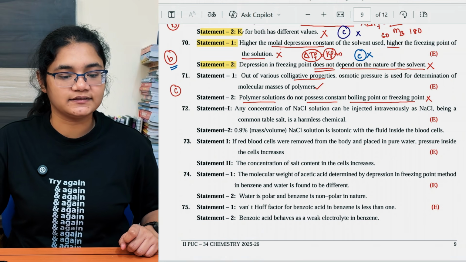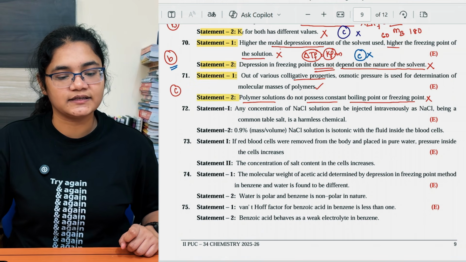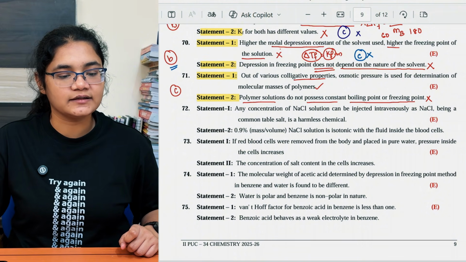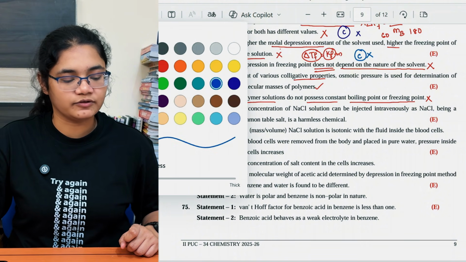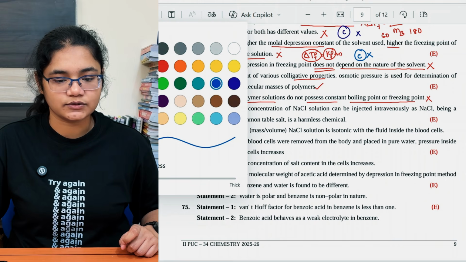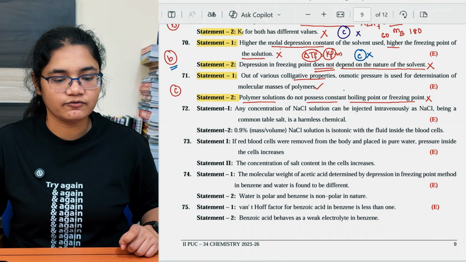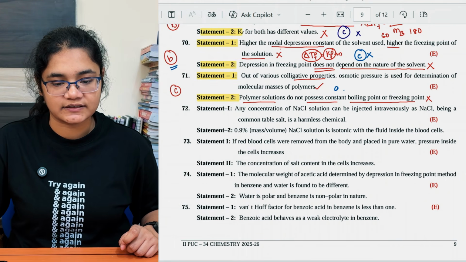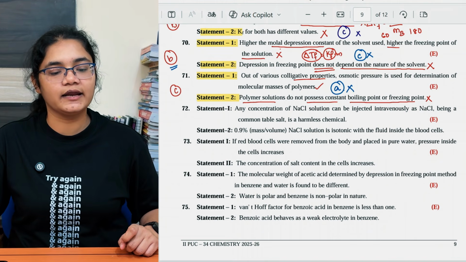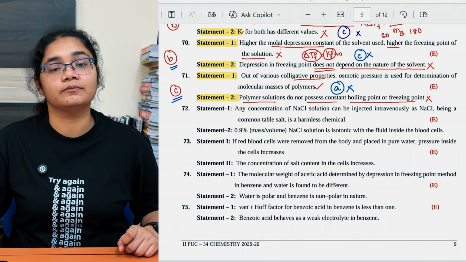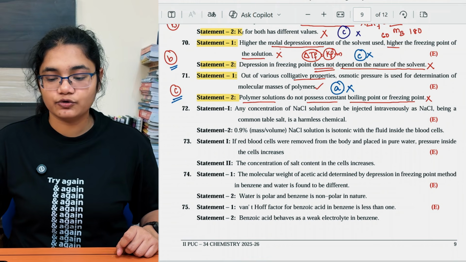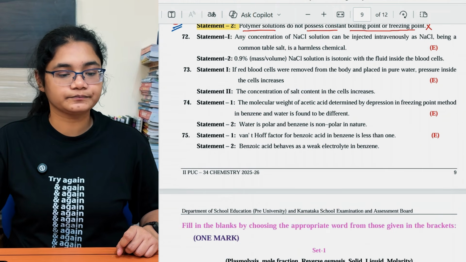Again, this one is given wrong in the PU2 answer key, so I'm highlighting it. The answer given by the PU2 board for question 71 was A, but this is not correct. The correct answer will be option C here. Now let's move to question number 72.